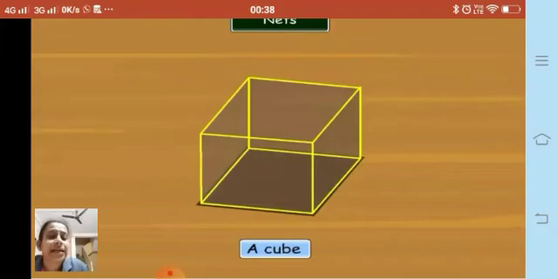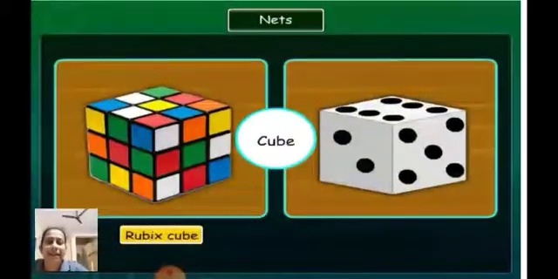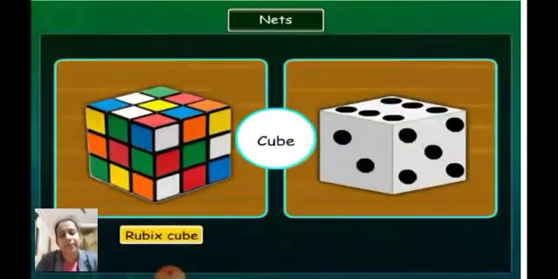Okay, you get these cubes. Where have you seen such types of cubes? You might have used them while playing with a Rubik's cube or maybe a dice. So both are examples of the cube. Fine. Now let us do a simple activity.